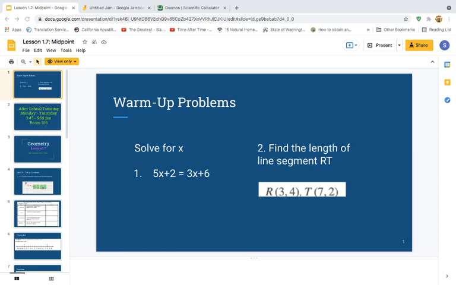Okay, remember what we did last class, finding the distance, right? 2 points on a graph. The word length here is really just a synonym for distance. So actually you can read this question saying find the distance of line segment RT, right? Length, distance, pretty much the same thing. So go ahead and pause the video and then we'll check your work as soon as you are done.